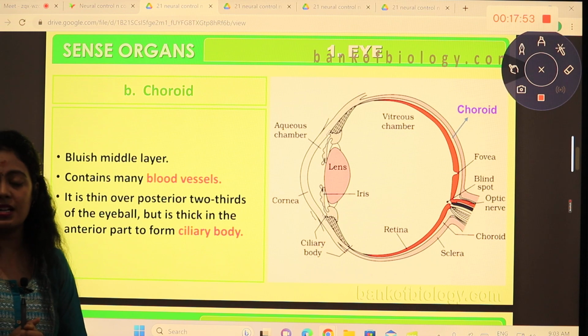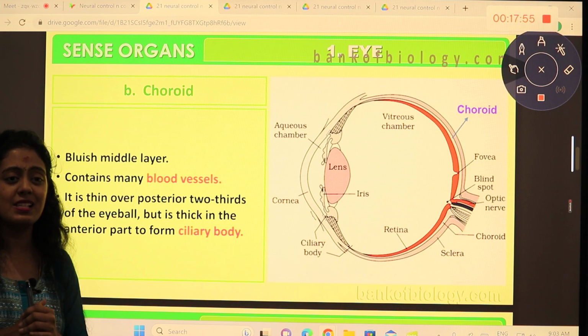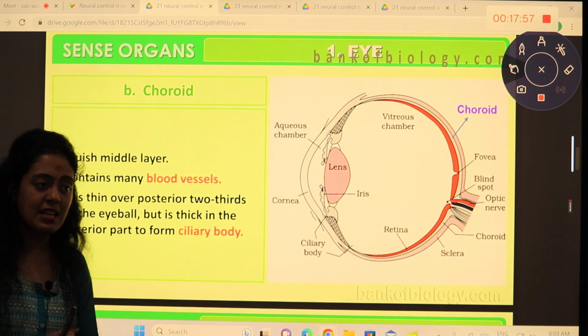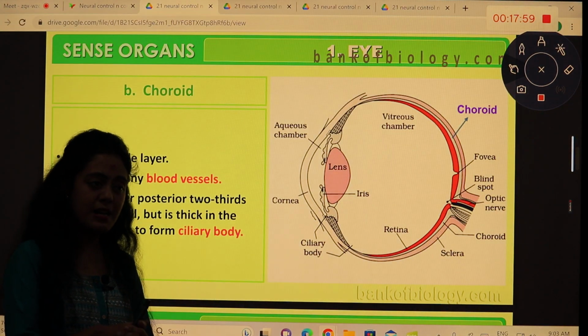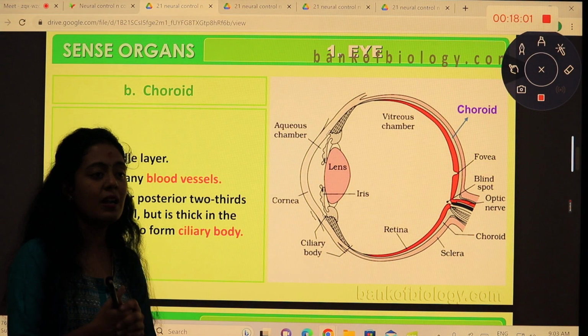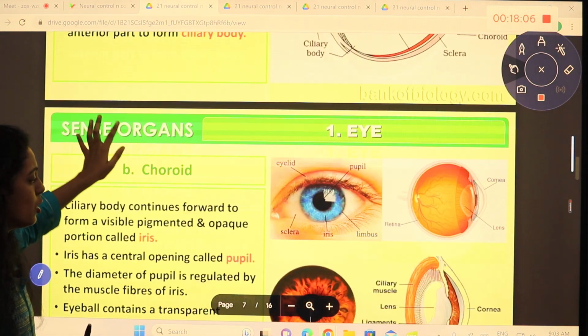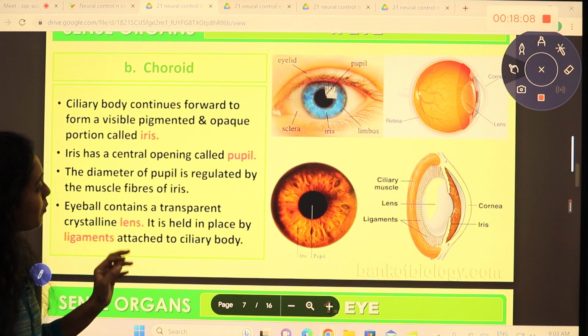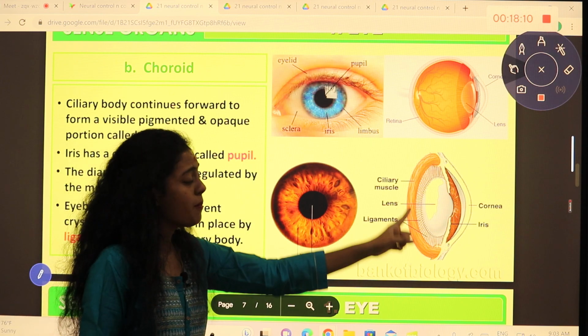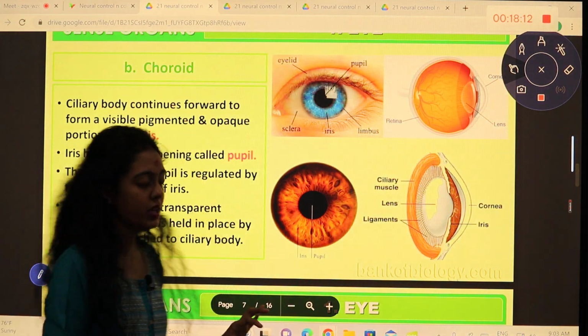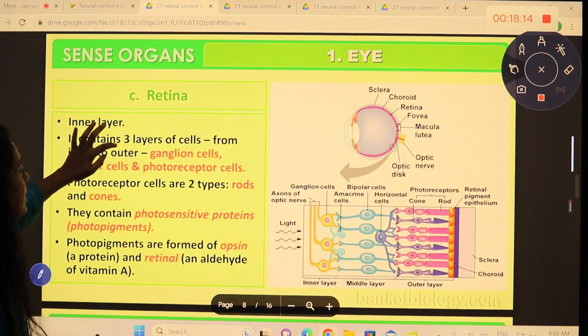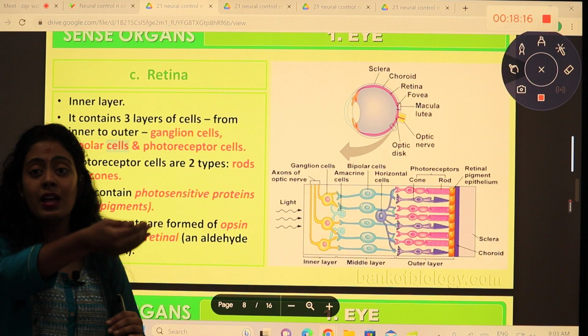Okay. What does the choroid consist of? The anterior portion is called the ciliary body. In front of the ciliary body, there is the iris which is pigmented. Behind the iris, you have your lens. Okay. And the movement of the lens is controlled by your pupil. Okay. And how is the movement of the pupil controlled? By the ligaments. Okay.